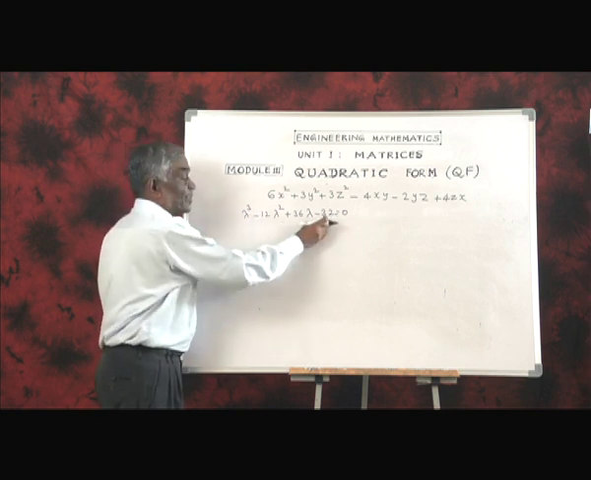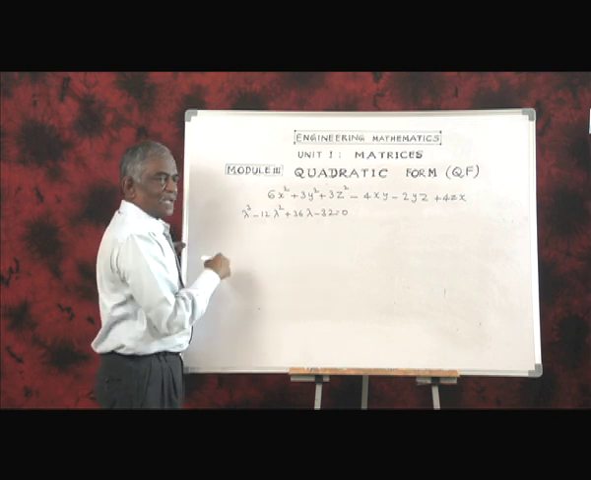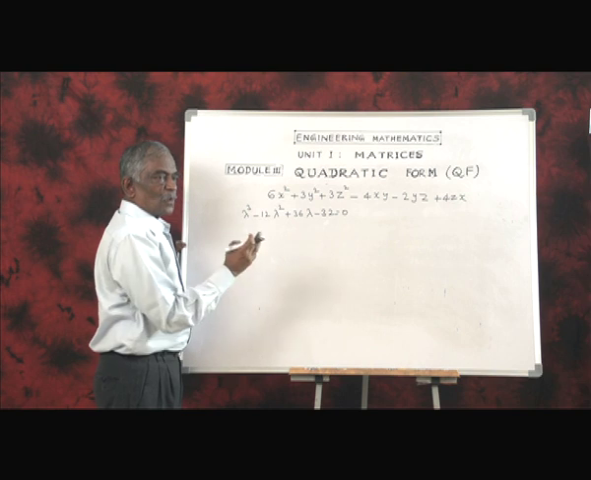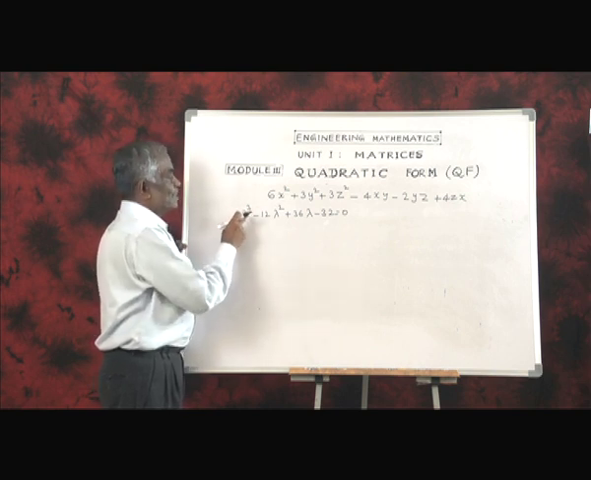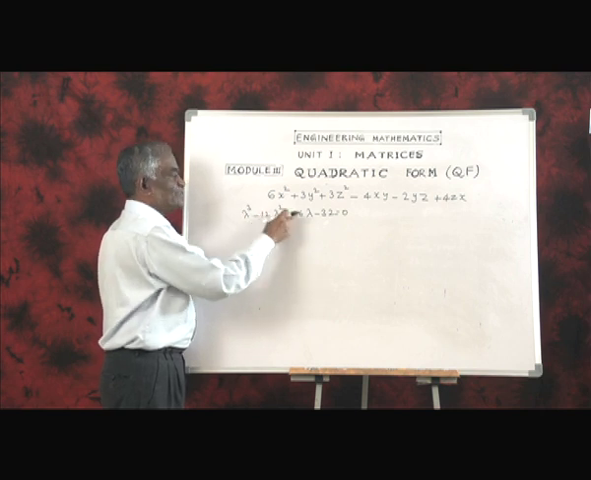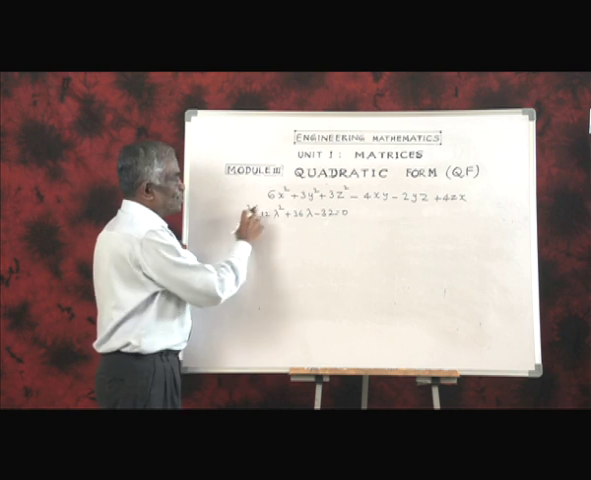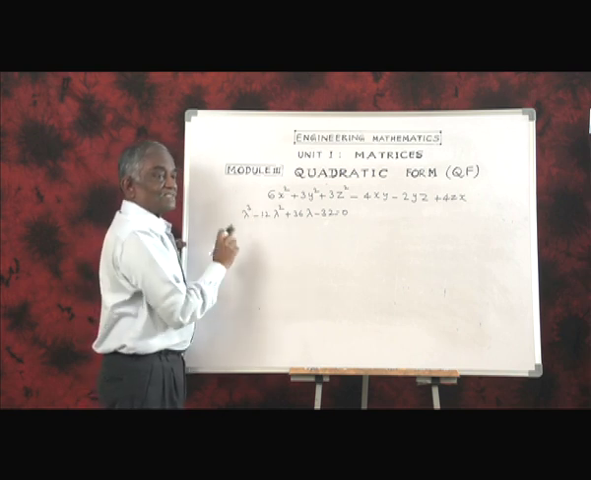If all the terms are positive, don't try for positive values because that will not give 0. You have to try for negative values. In this case, the factors of 32 are 1, 2, etc. When you substitute lambda equal to 1, 1 minus 12 plus 36 minus 32, of course that is not 0. Therefore lambda equal to 1 is not a root. Now put lambda equal to 2 and check whether it is satisfied.